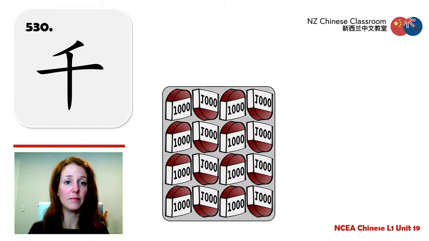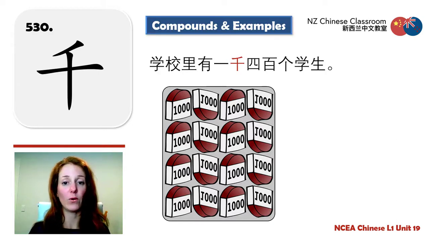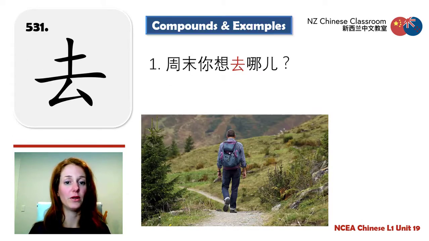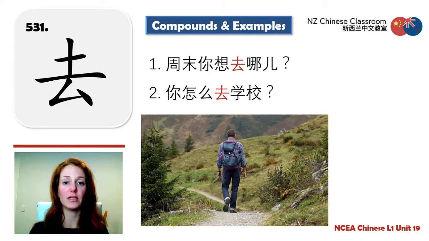千 means 1,000. So 学校里有1400个学生. In the school, there are 1,400 students. So how would you say 3,000? That's right, 3000. Easy. 去, should know this one. 去, to go. 周末你想去哪儿? In the weekend, where would you like to go? 你怎么去学校? How would you get to the school, or how do you get to school?